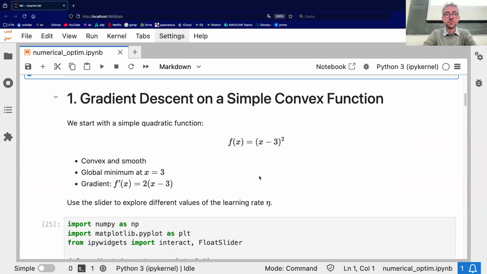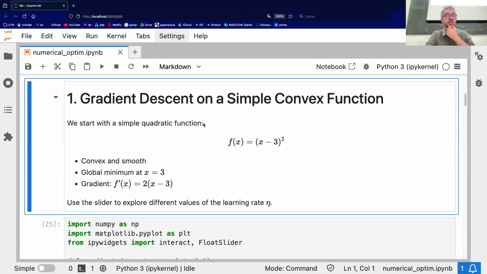And let's start simple. Let's start with a simple quadratic function. Let's suppose that the function f is simply (x minus 3) to the power of 2. So it's a squared function. It's convex. So if we were to plot it, it will look like a bowl. It has one minimum, which is, of course, both local and global. And the gradient of this function, in this case, it's a one-dimensional gradient, simply a derivative, is 2 times (x minus 3).